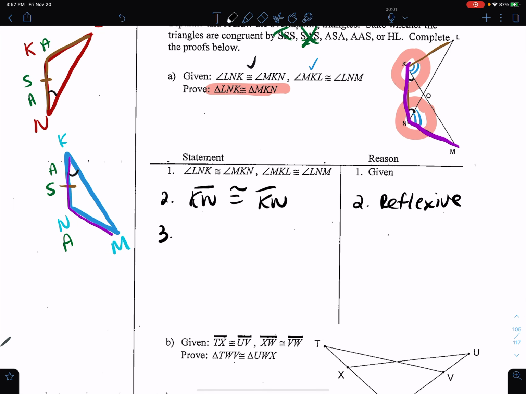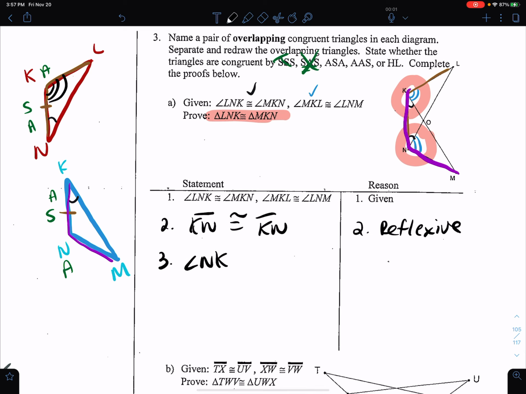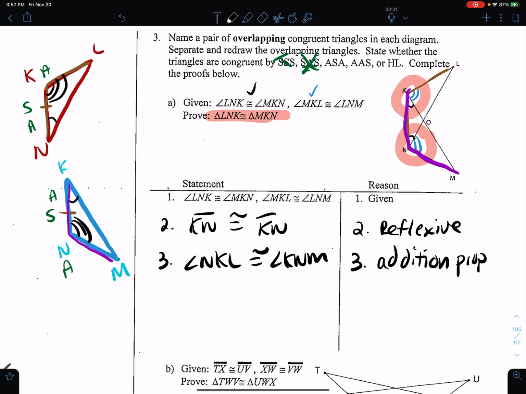So we said angle, and I'll mark it with three marks here, NKL is congruent to angle KNM. And that's our angle addition property. If we have two congruent angles and another set of two congruent angles and we add them together, of course their answers are going to be the same. So this is our addition property, or like our angle addition property.